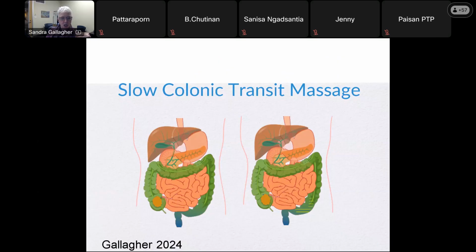The way that massage kind of looking layered, again, sigmoid colon, descending and sigmoid, transverse, descending, sigmoid, then ascending, transverse, descending, sigmoid. Hopefully that was a good learning tool.